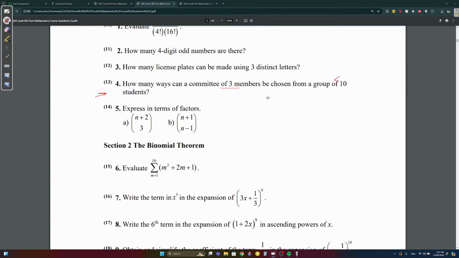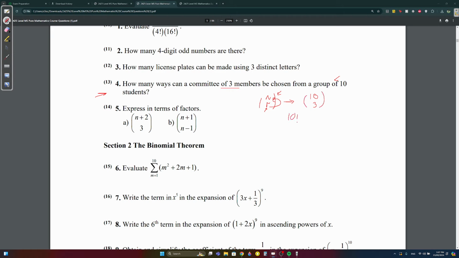Okay, do you know, guys, the combination nCr? nCr is a definition of how many ways you can choose r objects from a group of n objects. So in this case, it's the same as saying 10C3. The number down has to be smaller than the one up, okay?